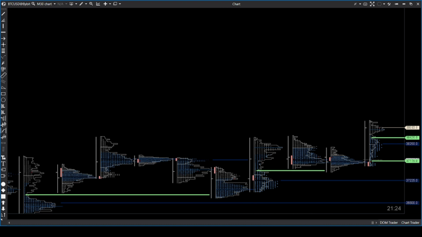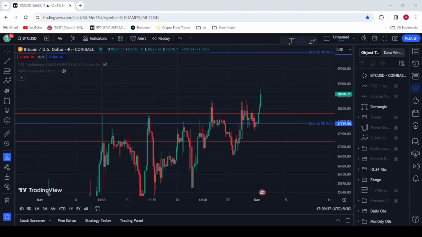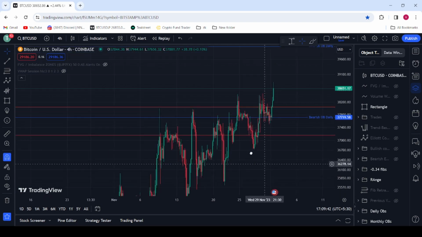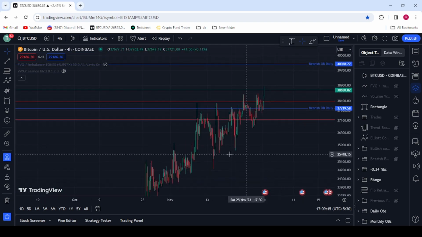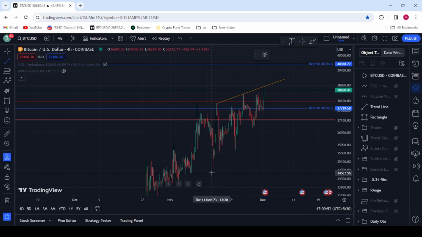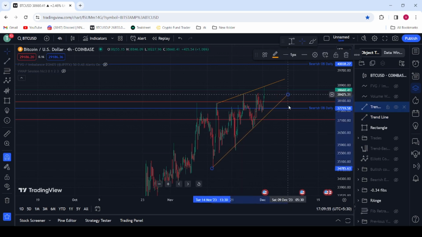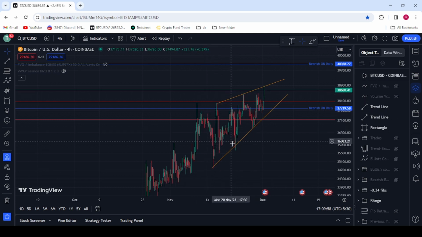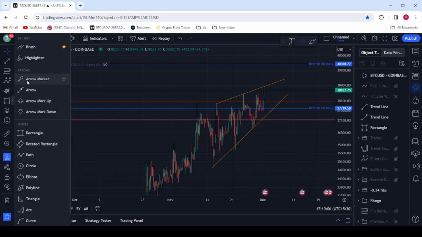Okay, now I'm gonna go back to the charts on TradingView. One more thing I was looking at was this pattern, which is very simple. You could see something like this, something like this. This is a rising wedge. Usually it's a bearish pattern, but you can't deny that these rising wedges can do this.